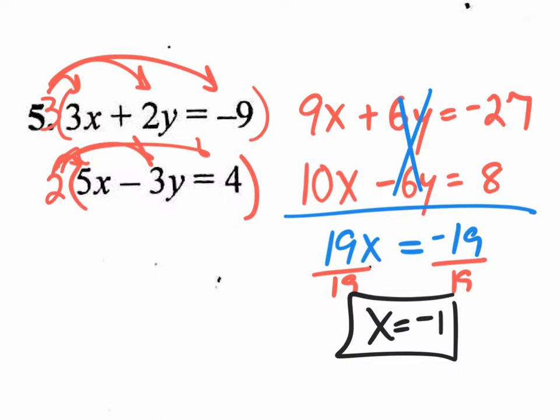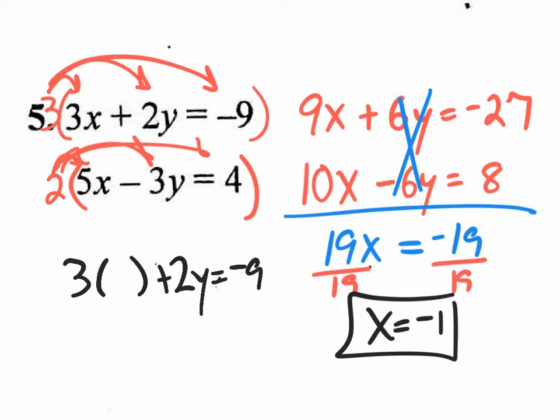Let's plug it into any original equation you want. I'm going to plug it into the top one. You could do the bottom if you want. You're going to get the same answer. I'm going to go with the top. 3 times x plus 2y equals negative 9. But instead of x, I'm going to put parentheses. So 3 parentheses plus 2y equals negative 9.